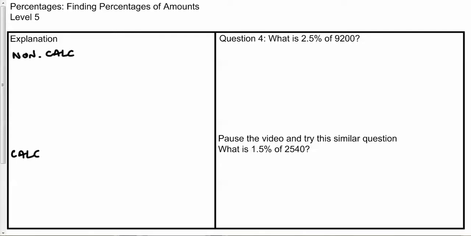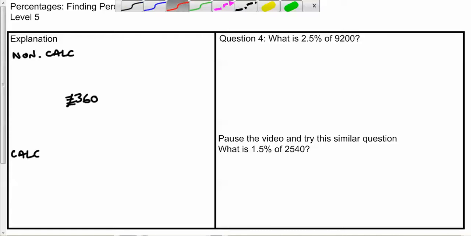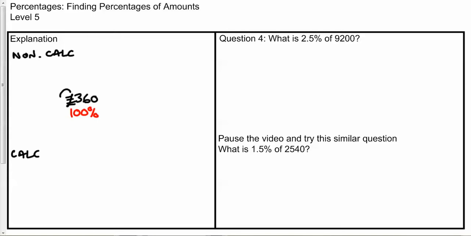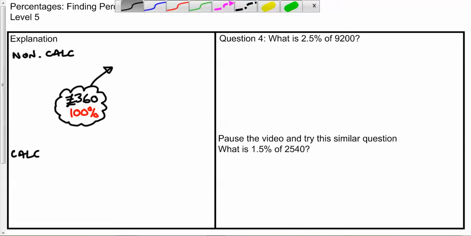So in the previous video to this one, for question 3 from the pre-assessment, we were looking at finding percentages of amounts, and if I take the same example again. So let's start with £360 and we're going to make that our 100%. And what we said was that if you start from this point, then the best way to find any percentage is to try and find what 1% is.